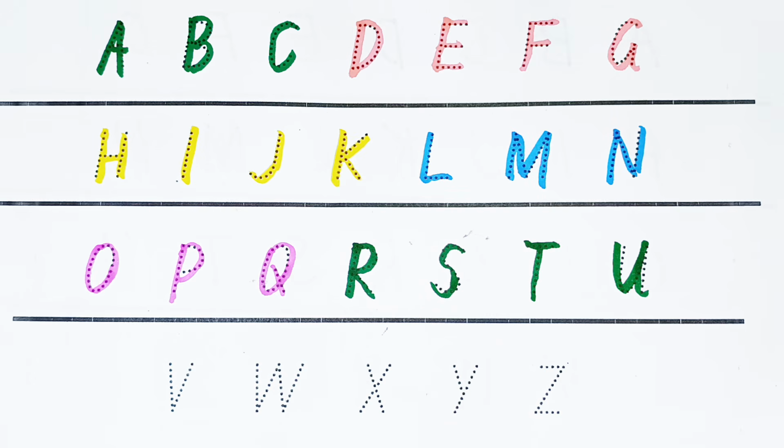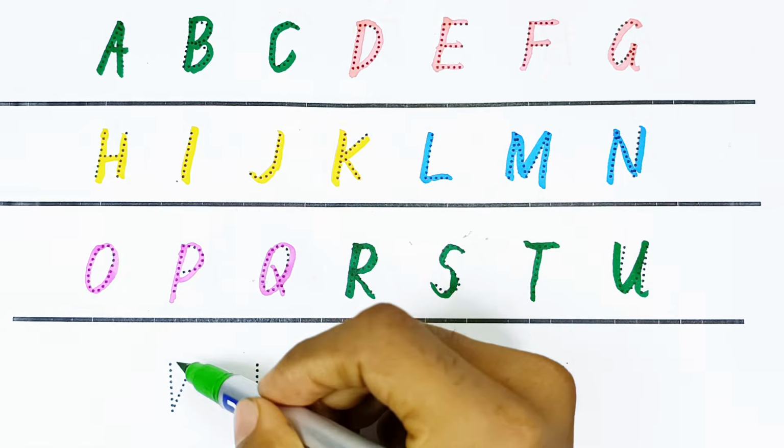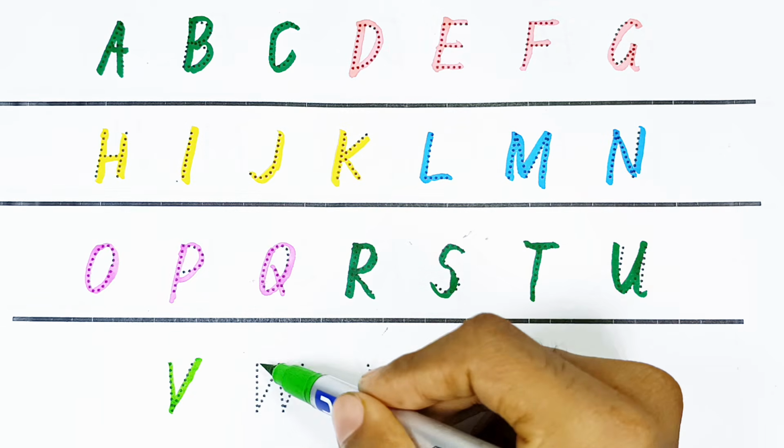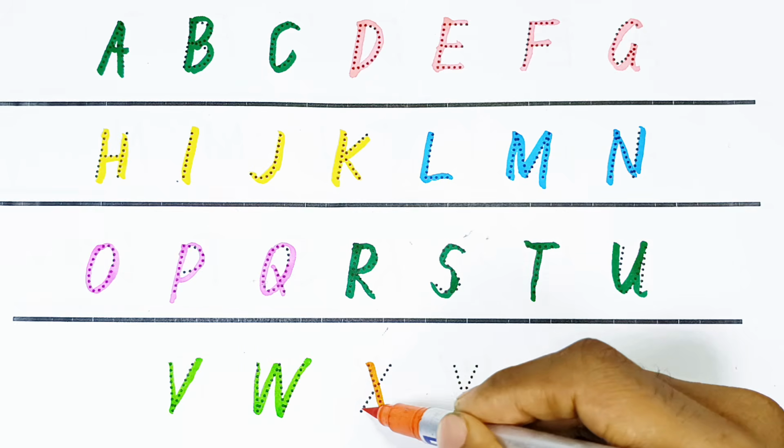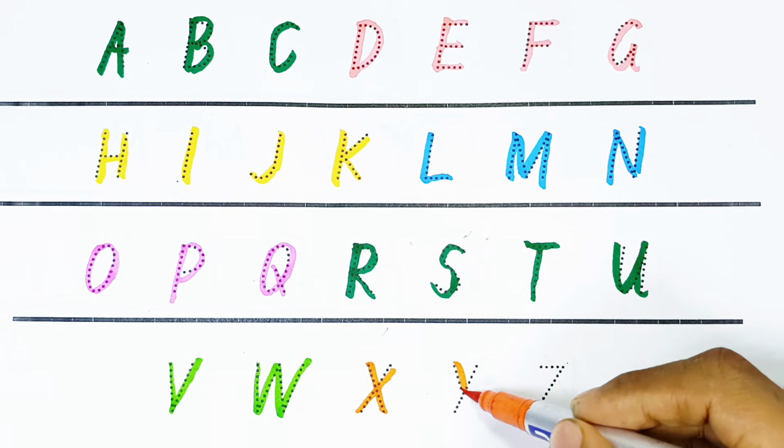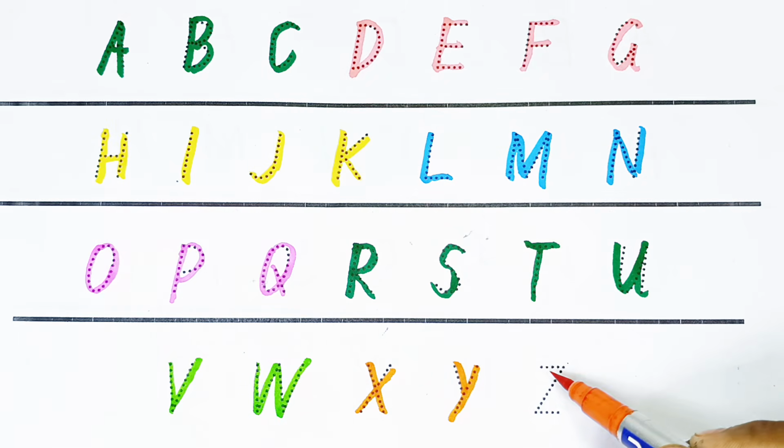Kids, now you draw V. The alphabets of V. V for van. W for wheel. Kids, now you draw X. The alphabets of X. X for xylophone. Y for yo-yo. And Z for zebra.